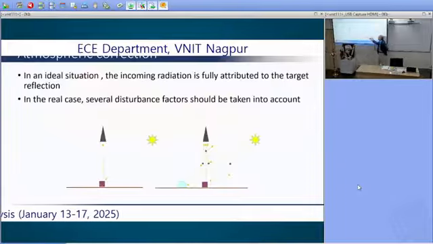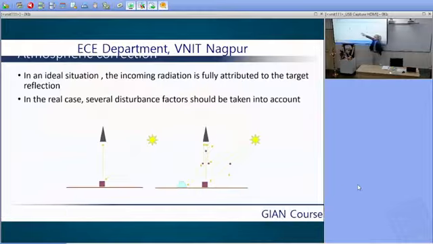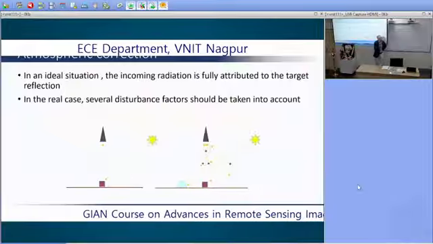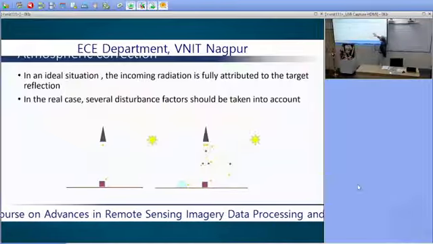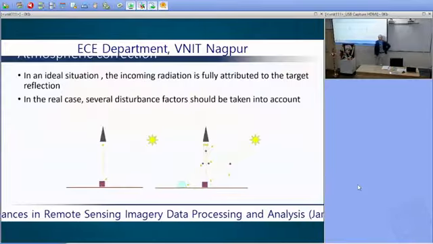But actually, in the real world, the situation is far more complicated because there's the atmosphere in between, and unless the goal of your observation is exactly the atmosphere, whatever change the atmosphere causes in the density of radiation is an error.